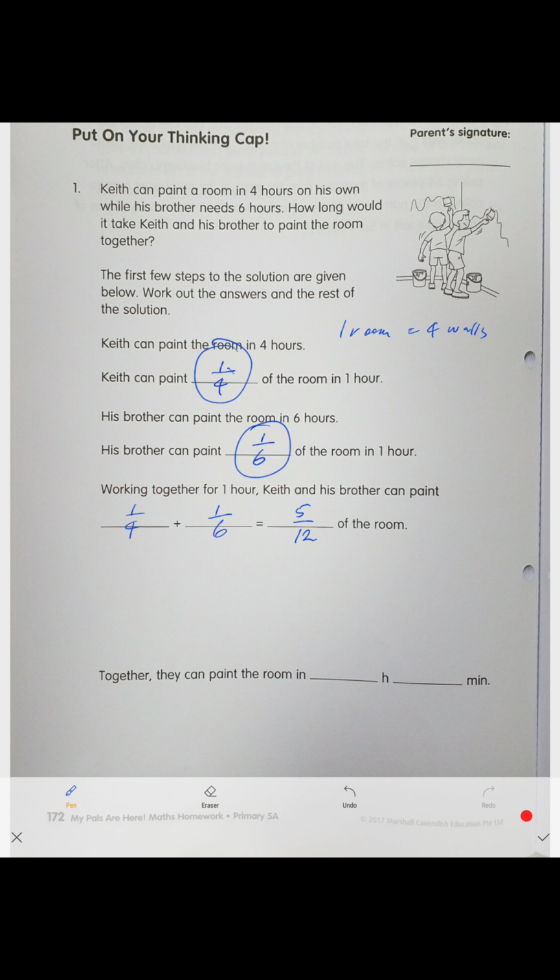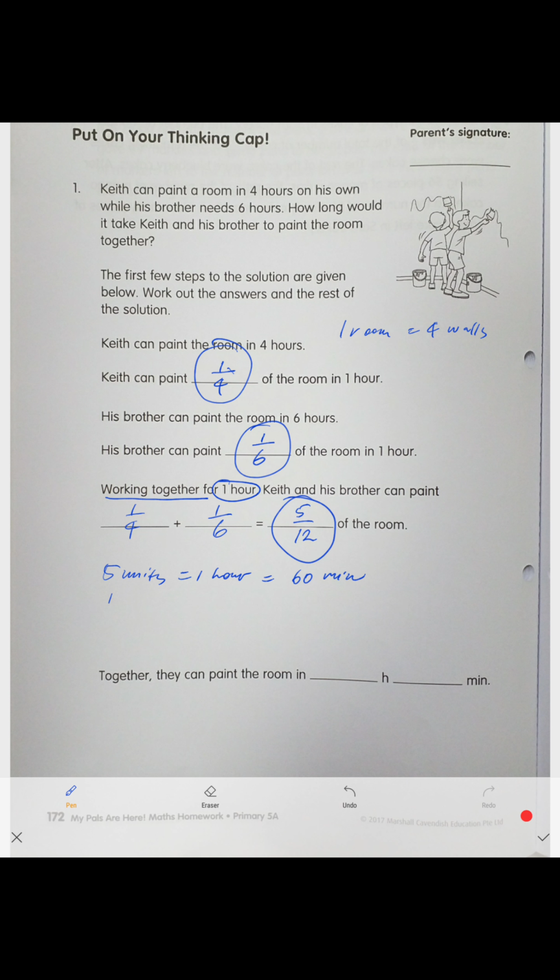Okay, all right. And lastly, together they can paint the room in how many hours, how many minutes? Okay, so seems a little confusing, but not too hard, right? They work together. So here, working together for 1 hour, they can paint this. We just calculated this, right? So 5/12 is 1 hour. It's 5/12, so basically 5 units. 5 units they can cover in 1 hour, or 60 minutes.